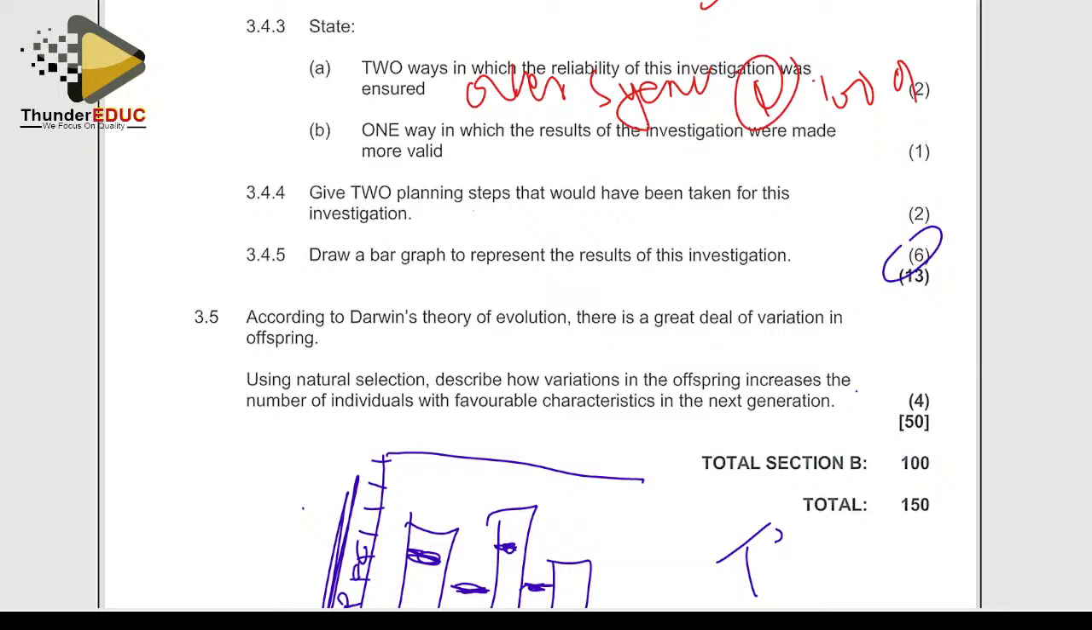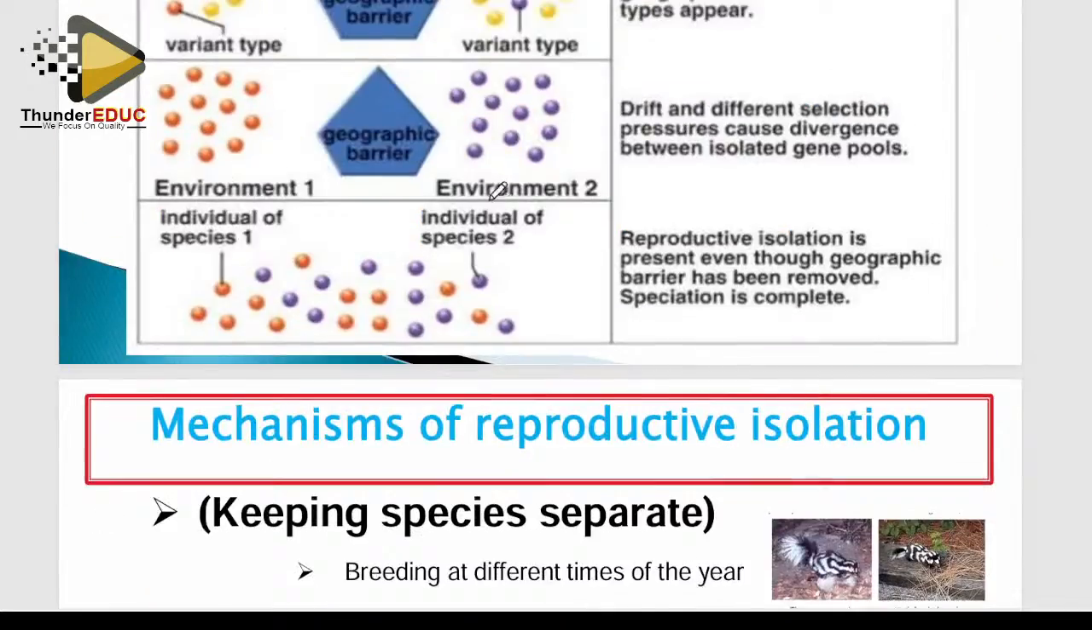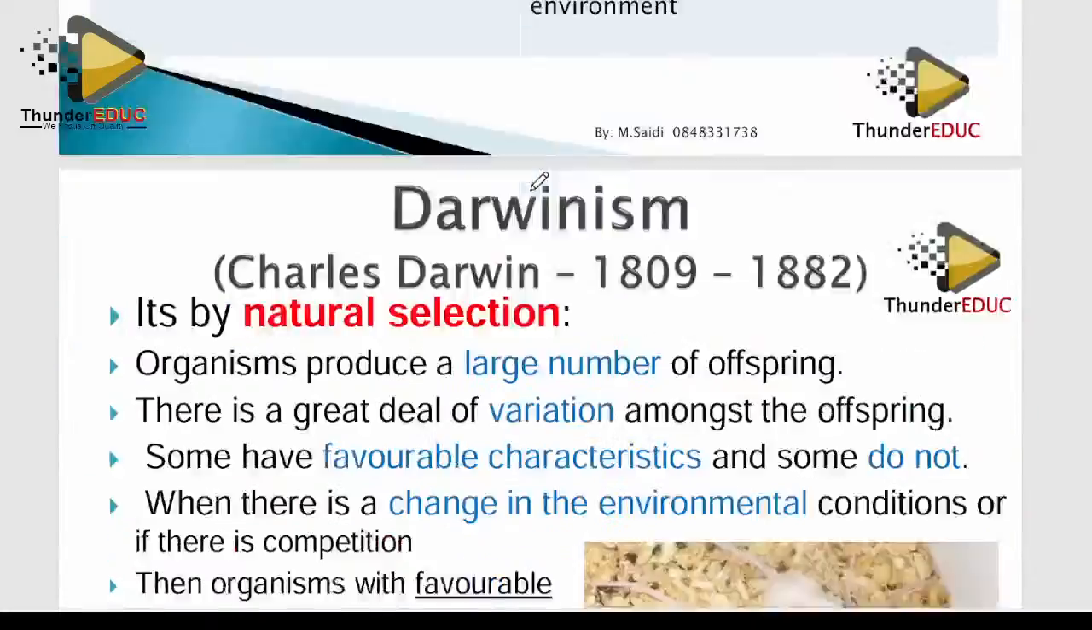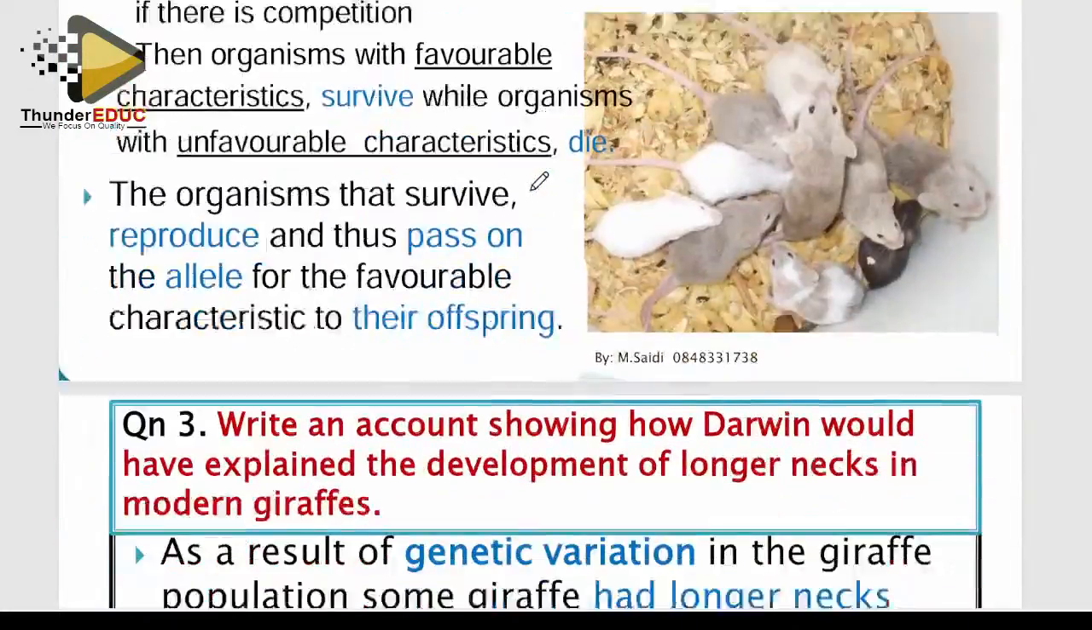So basically, it's a generic question. There is no example they use. So they will tell us, you describe natural selection. This is what they are looking for you to explain.